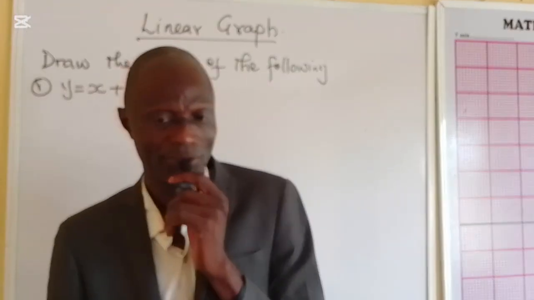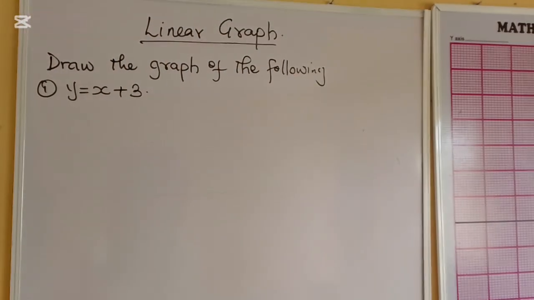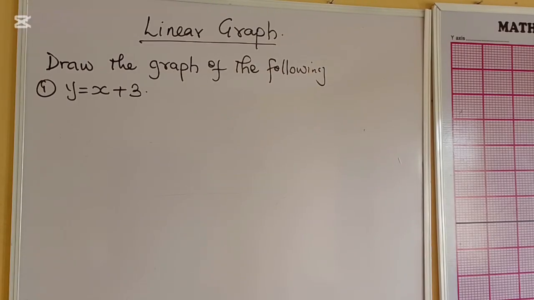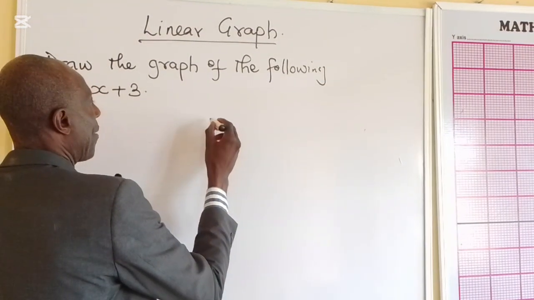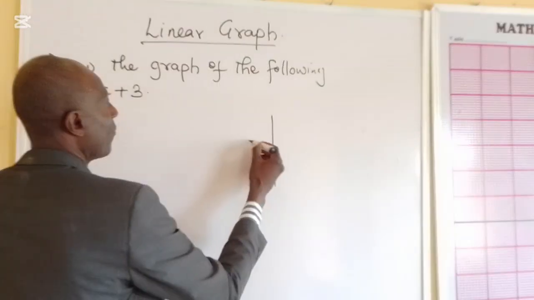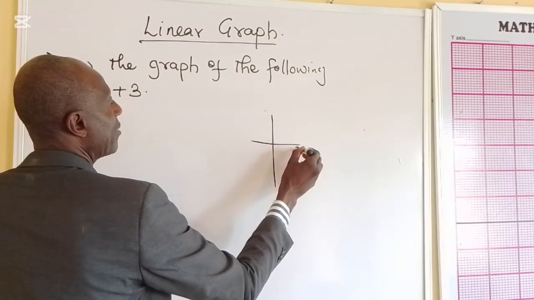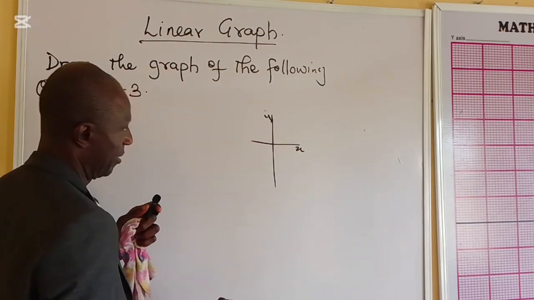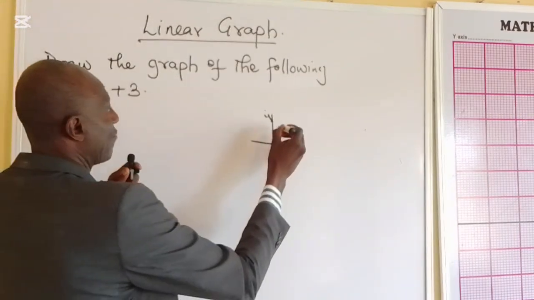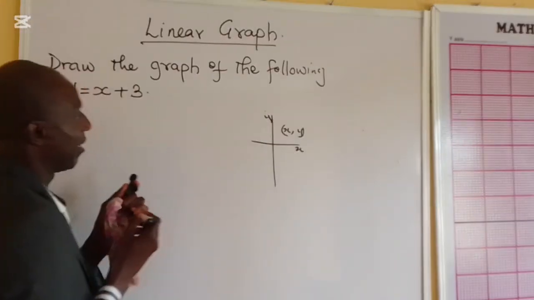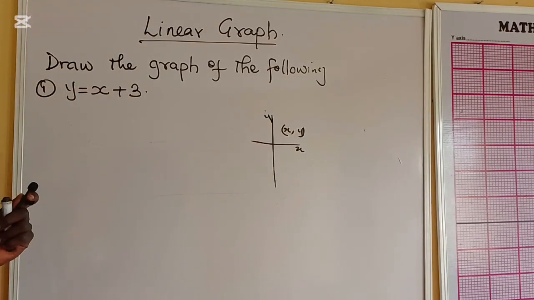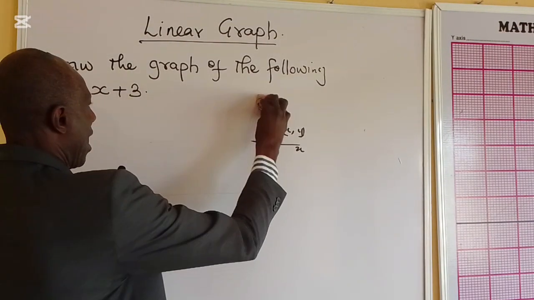Before me on the board is a linear graph. In a Cartesian plane, in our graph, we have the x-axis and the y-axis. The Cartesian plane means that we have two coordinates, which is x, y. Where both of them meet, we read the x-axis before the y-axis.